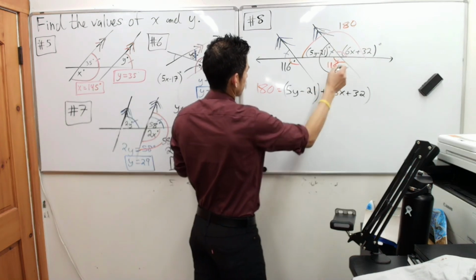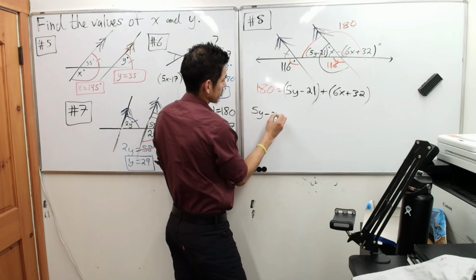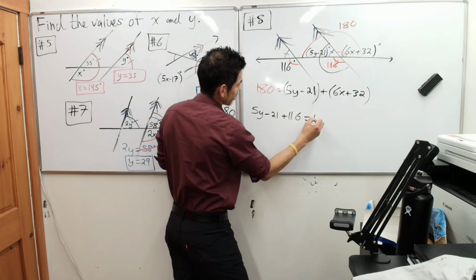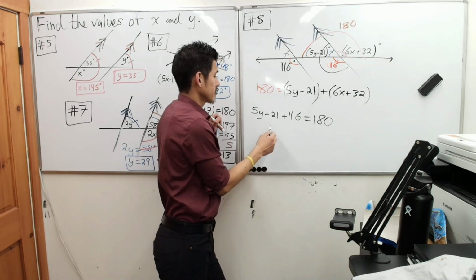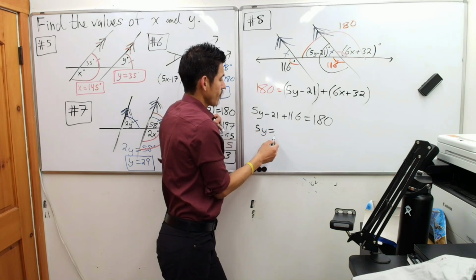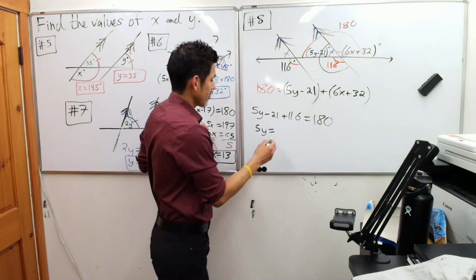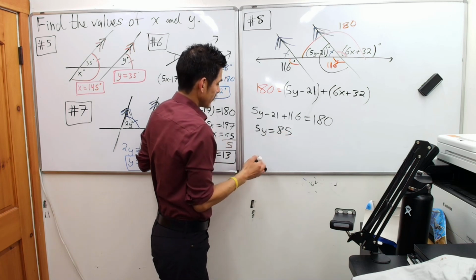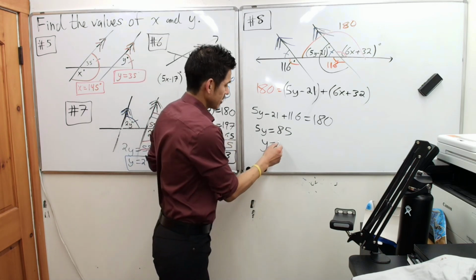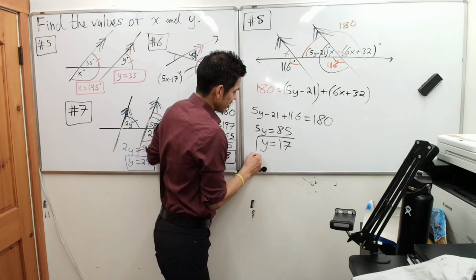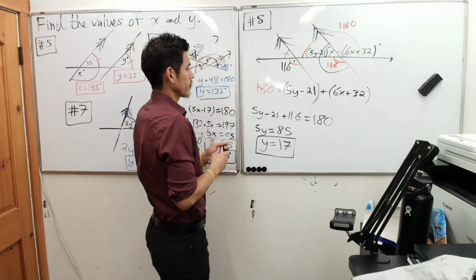So we can set this equation up as 5y minus 21 plus 116 equals 180. Minus 21 plus 116, so 5y equals 201 minus 116, 85. Divided by 5, and then y will be 17, right? Yeah, 17. 10 times 5, 50. 7 times 5, 35. Yeah, 17.